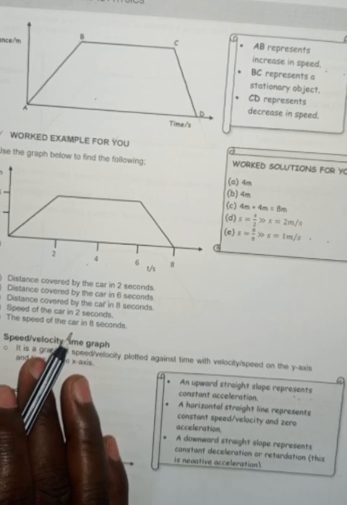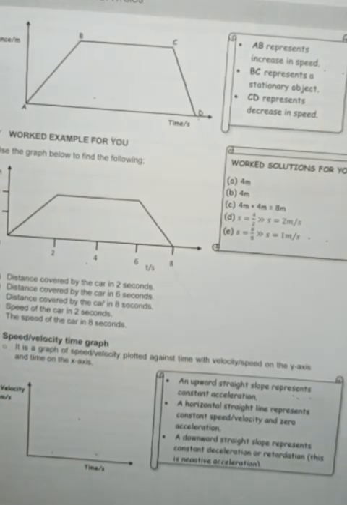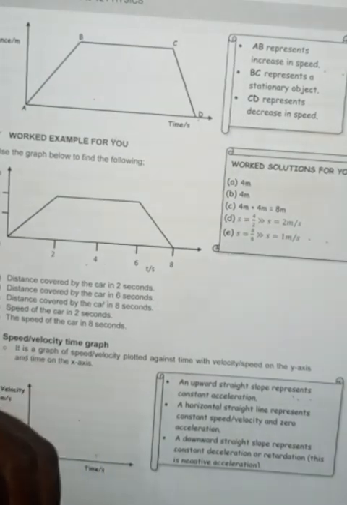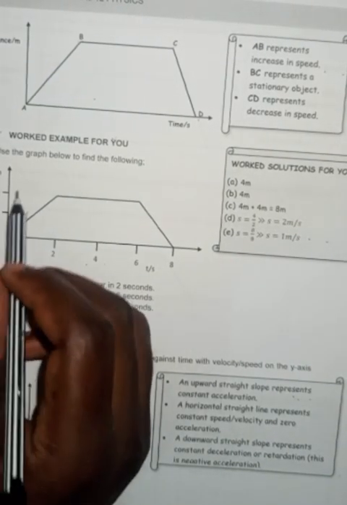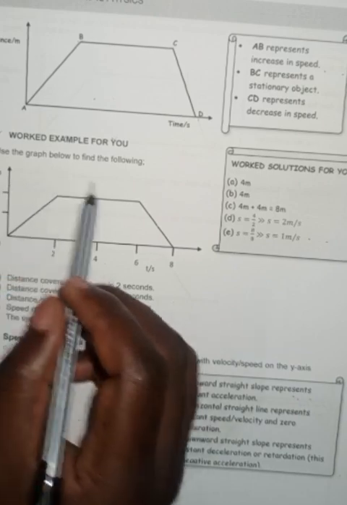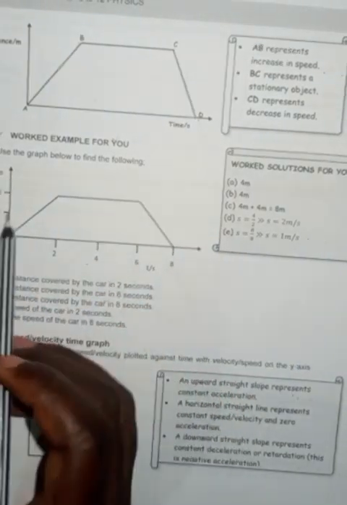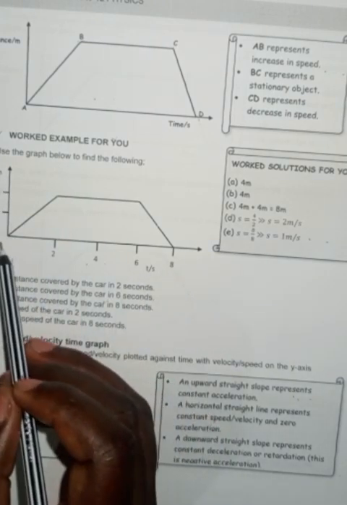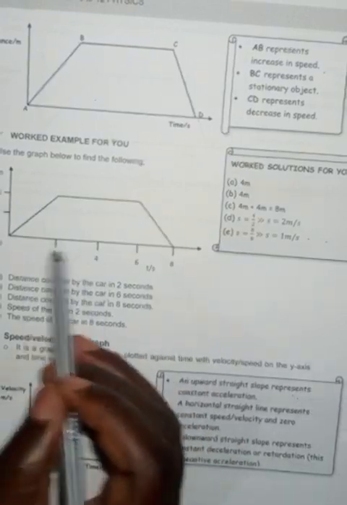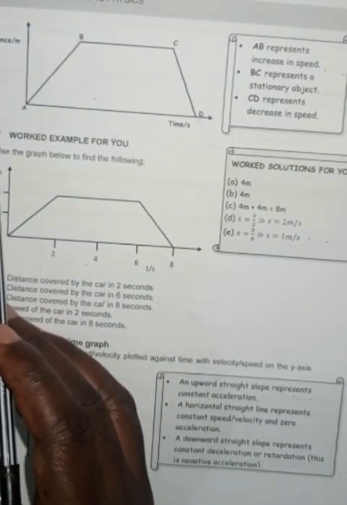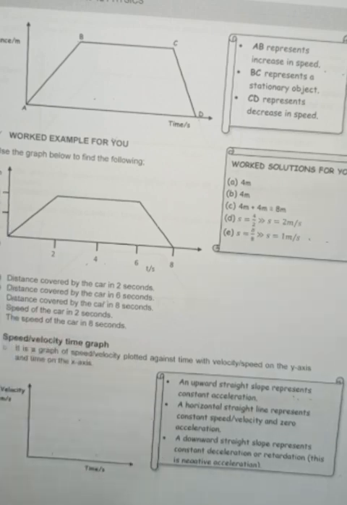Now, to appreciate this, we need to look at an example. Use the time graph below to find the following. This is the graph that you're given. In the x-axis, we are given time, and in the y-axis, we are given distance in meters.